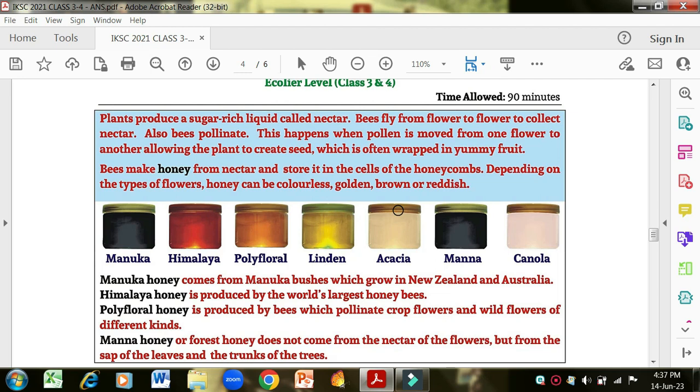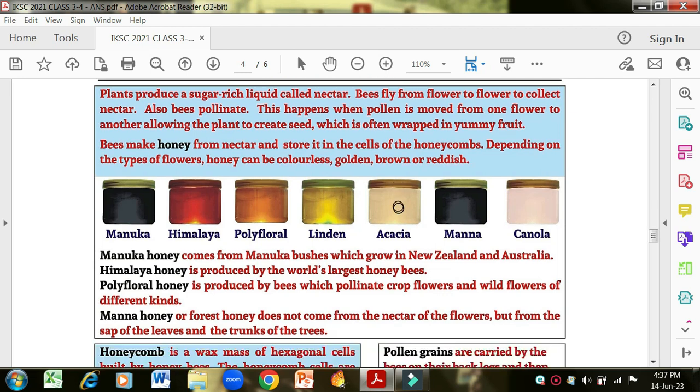Like when this bee is going to sit on another plant or on another flower, then definitely those pollen are going to attach with the other flower and it helps in pollination. Okay, that's how the new flowers are formed. The growth of the flower depends on the pollination.